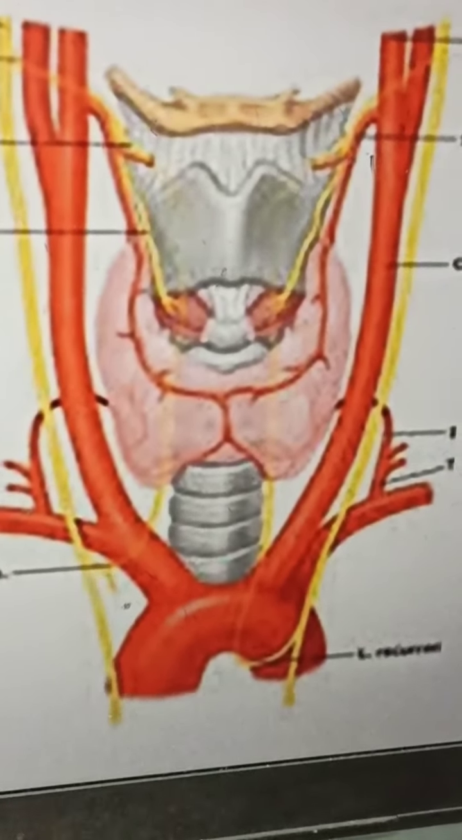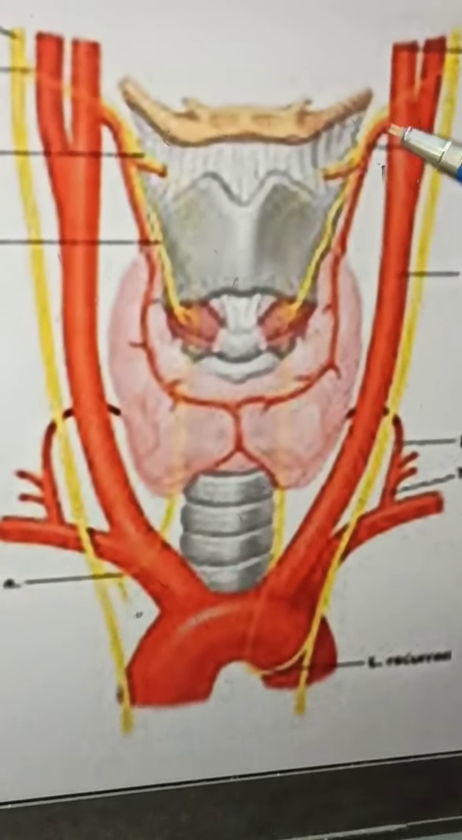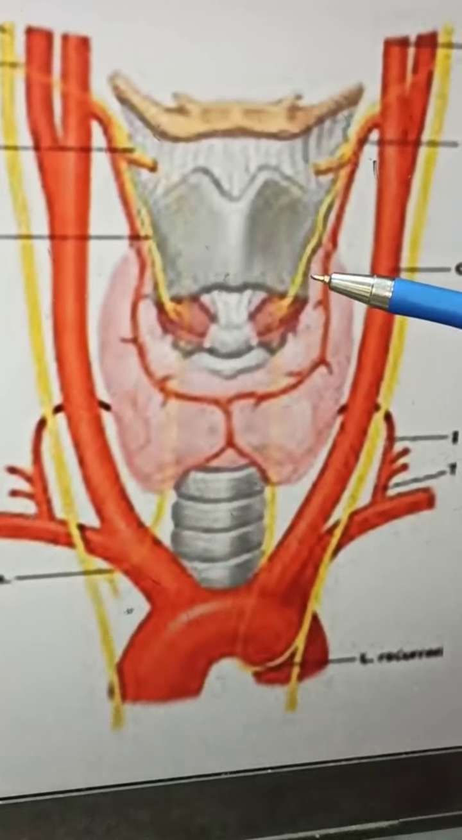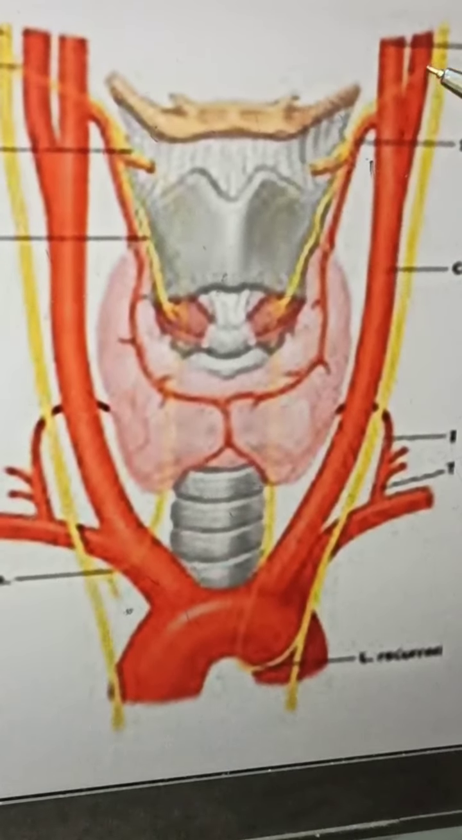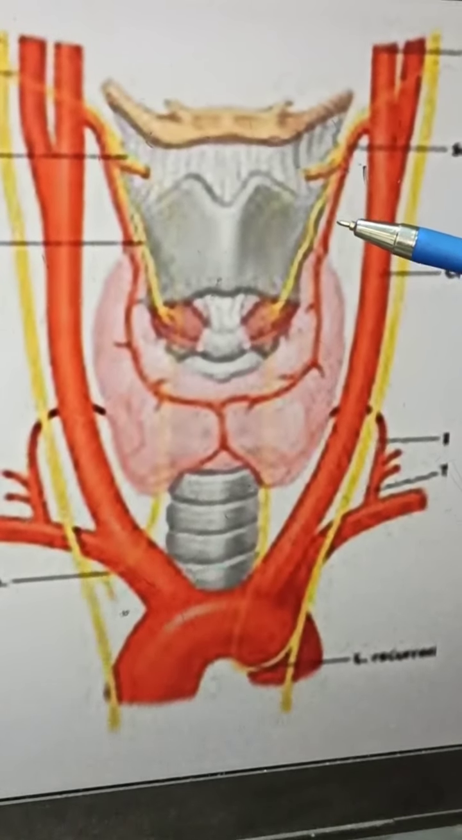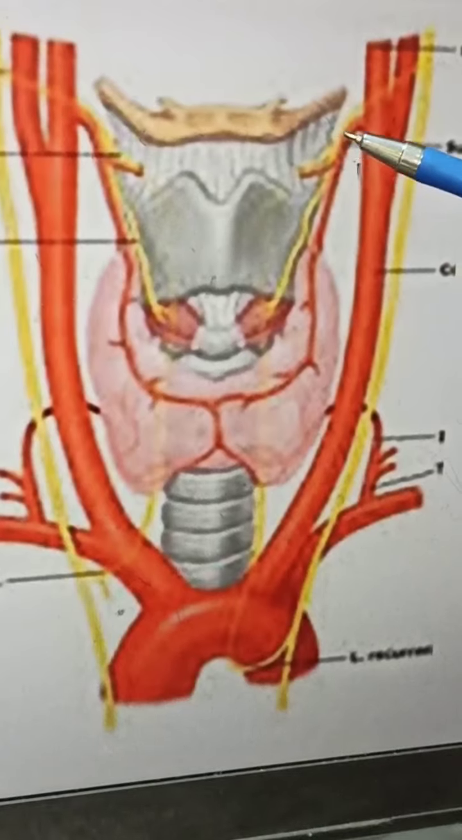There is important relations of the arterial supply of thyroid gland to important nerves here. Here is the superior thyroid artery, and this is the external laryngeal nerve from vagus. The superior thyroid artery and external laryngeal nerve meet each other away from the gland.